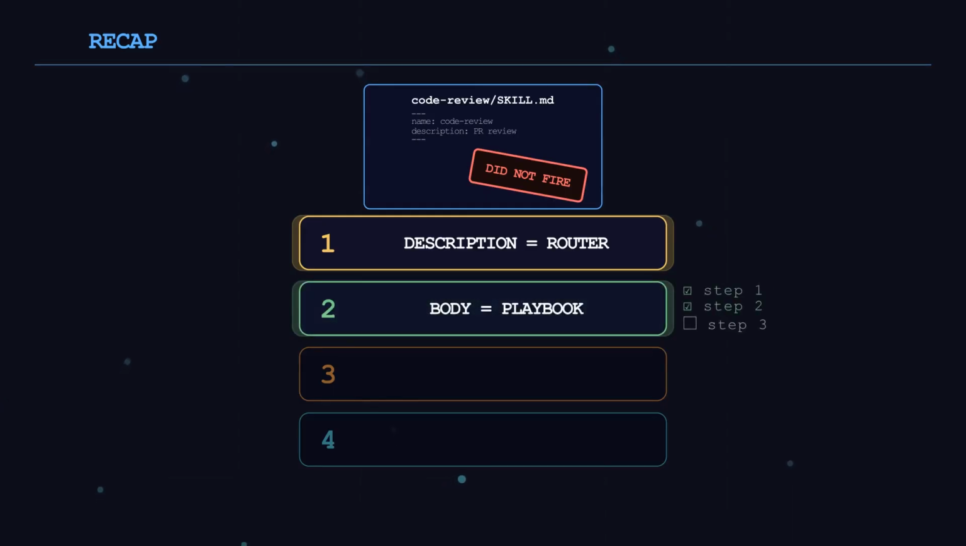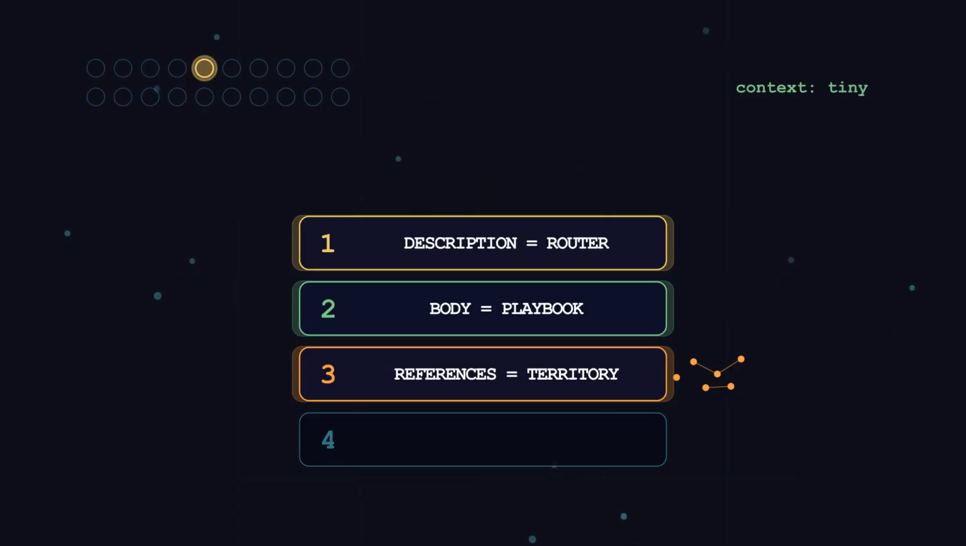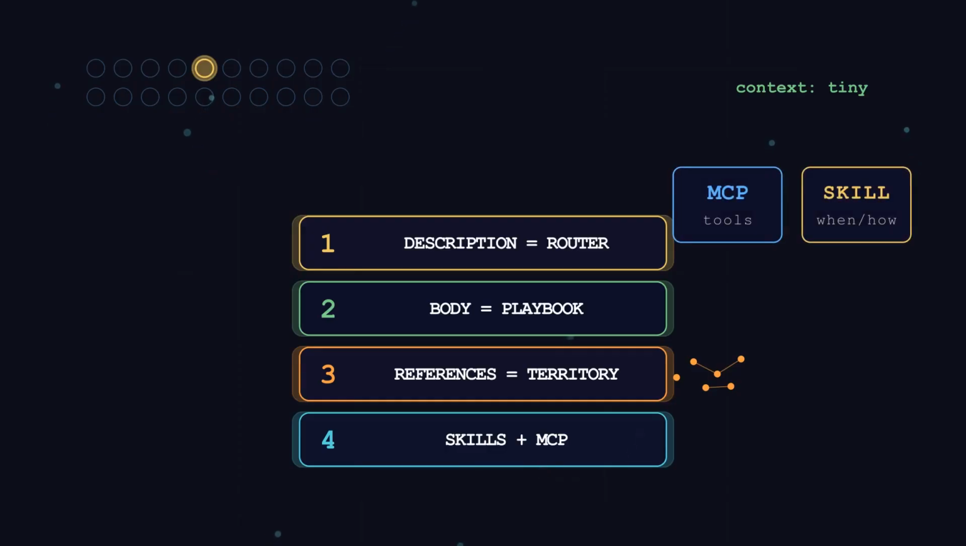2. The body is the playbook, loaded only when the description matches. Aim for under 500 lines so activation stays cheap. 3. References are the territory, loaded only when the body says to load them. That's progressive disclosure, and it's why a library of 20 skills doesn't crush your context window. 4. Skills don't replace MCP. MCP exposes capabilities. Skills teach when and how to use them. Skill bodies call MCP tools.